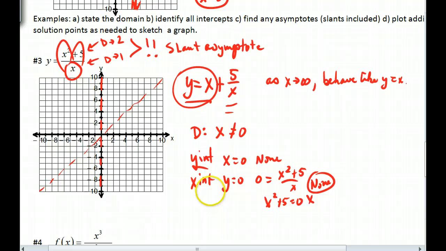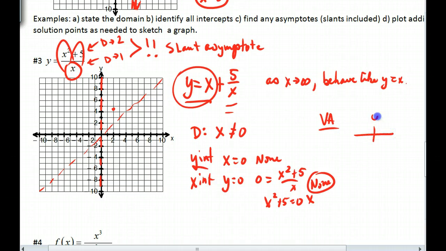So what I need to do is maybe find a point. So let's take, for instance, 2 and plug it in here. If I take 2 and plug it in here, I'm going to get 9 over 2, 4.5. So if I plug in this point right here, I'm going to get 4.5. Also, I can test my vertical asymptote with the sign chart.